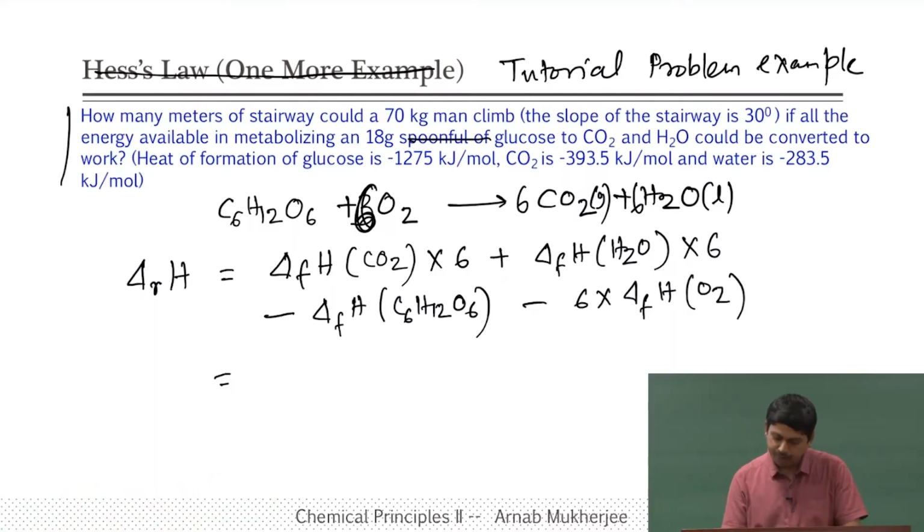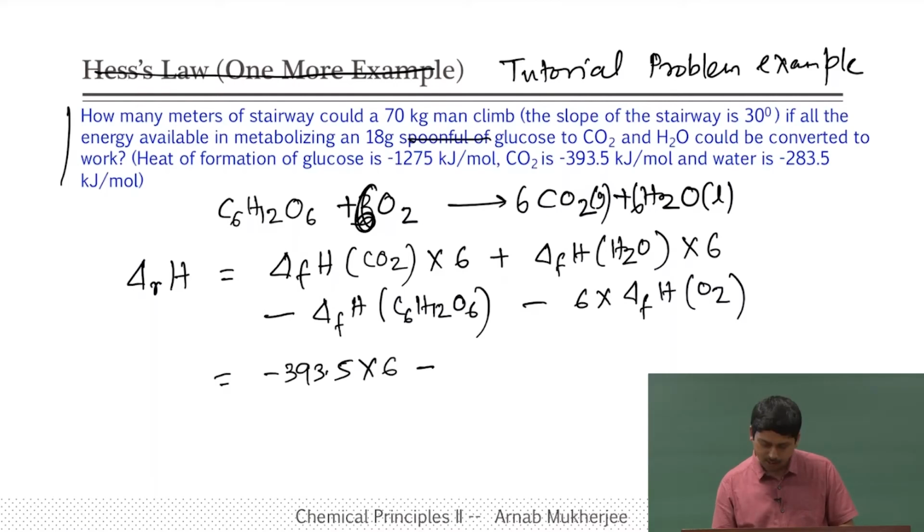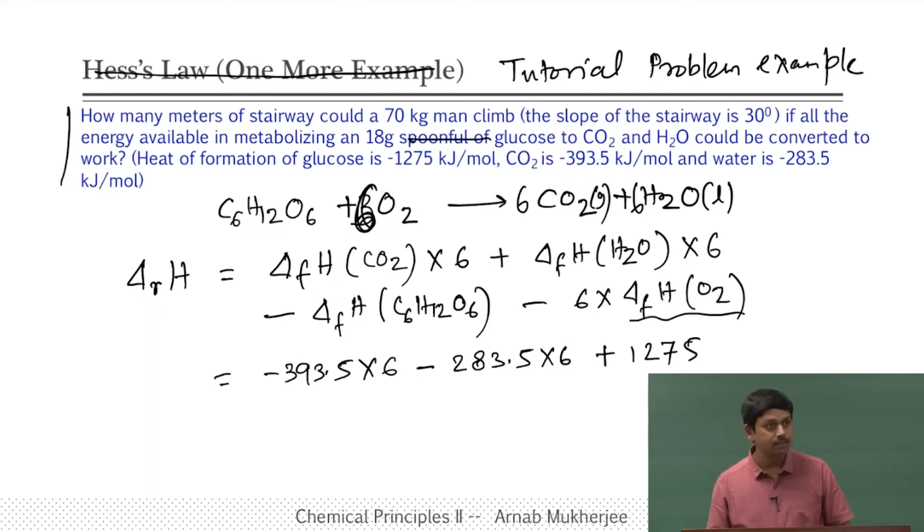Now, we have got the values here, minus 393.5 into 6 minus 283.5 into 6. Minus is plus now, 1275, and what is the enthalpy of oxygen? 0, good. So, that will be 0.